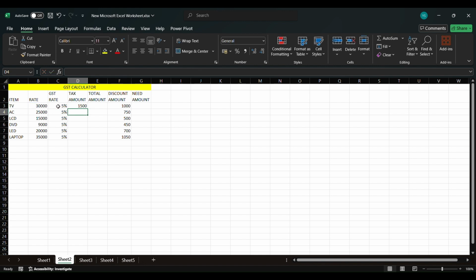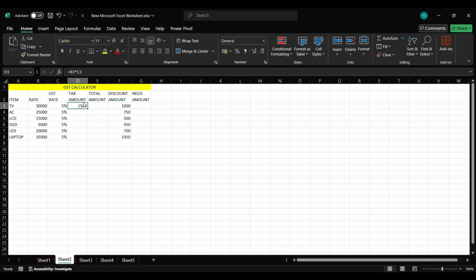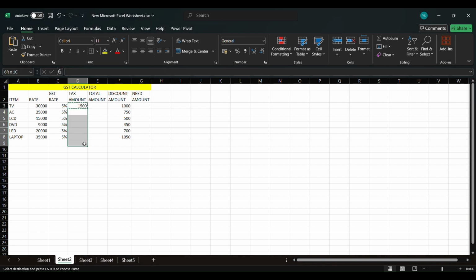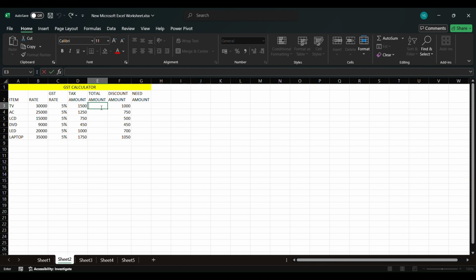Then enter. So TV tax amount is 1,500. Then you copy this and paste here. So all the items tax amount is found out. Then we have to find the total amount. So again we insert formula. So its formula is equal to rate plus tax amount and enter.